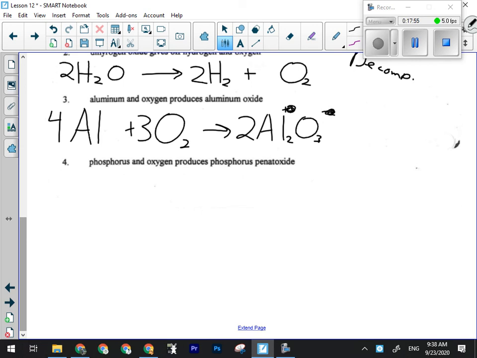Phosphorus and oxygen. We already have done oxygen a bunch of times. It's special, but not as special as phosphorus, which comes as a 4. Again, what kind of reaction? Synthesis reaction. So these things are going to go together to make phosphorus pentaoxide.